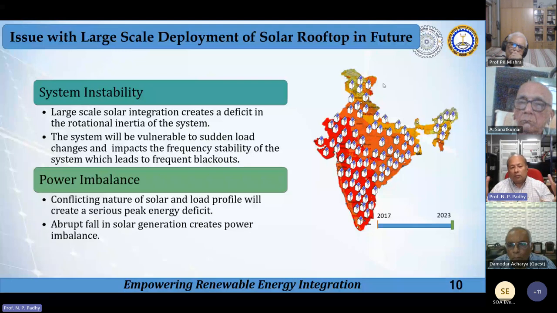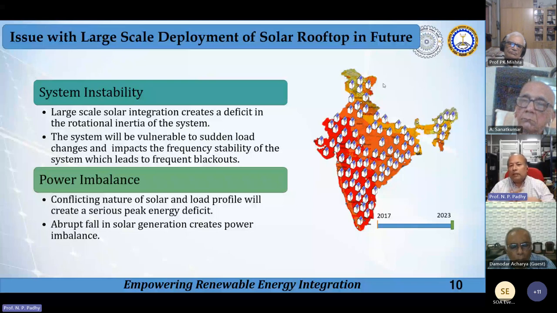The conflicting nature of solar and load profile will create a serious peak energy deficit, because we have a load characteristic, and we have seen that the peak occurs in the late evening, but the solar peak occurs in the day, afternoon time. So there is a mismatch, a conflict, between the real peak and the solar peak. So if you keep on adding solar, you keep on increasing the peak, which is not needed. And the required peak in the late evening is not supported unless you have a huge storage technology to take this energy during the afternoon and discharge during evening hours.